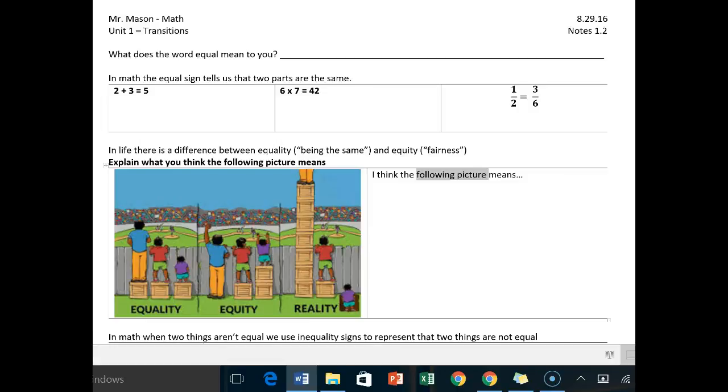Today we're going to talk about inequalities. So first of all, within the word inequality, there should be a word that we all recognize. Yes, I'm writing something down, so that means you should be writing something down too. And there should be the word equal, right? So what does the word equal mean to you? You may write down anything you'd like there, as long as it's related to the word equal.